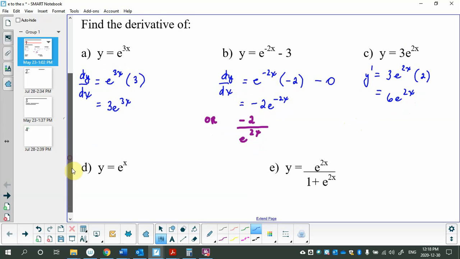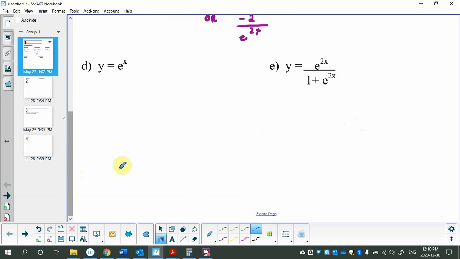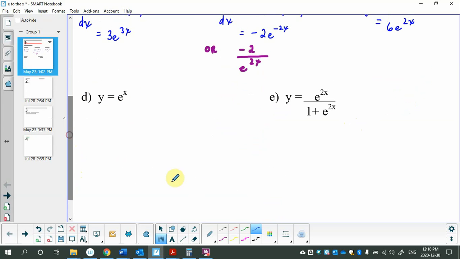And my favorite question is this one. Derivative of e is itself multiplied by the derivative of the exponent. That's the meme, in case you ever run into it. All right, this should not be the favorite. This is going to take the quotient rule.